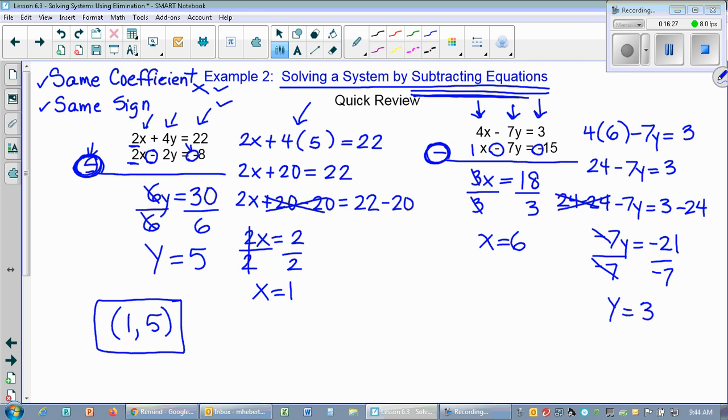So now we have our answer. Our x value is 6, our y value is 3, and that is the final answer to our solution.